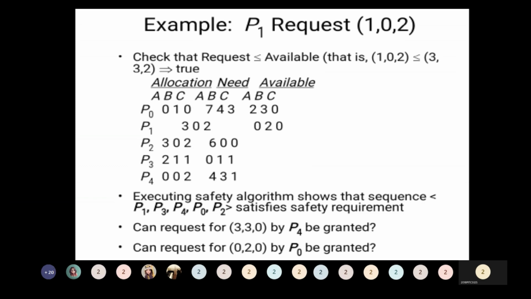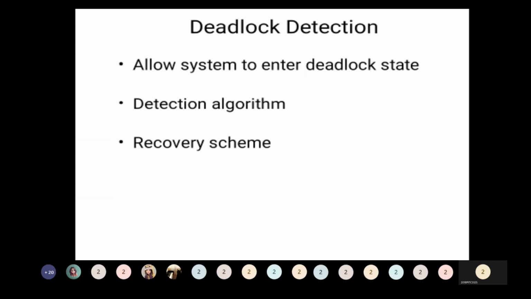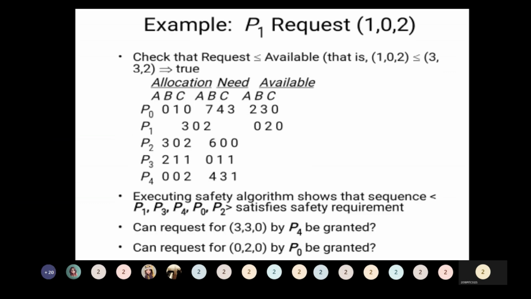Again there comes a request grant for P4 330 and P0 020. With the available resources, whether you can provide or not, we have to check. So using this one example, you can check for the remaining P4 and P0.